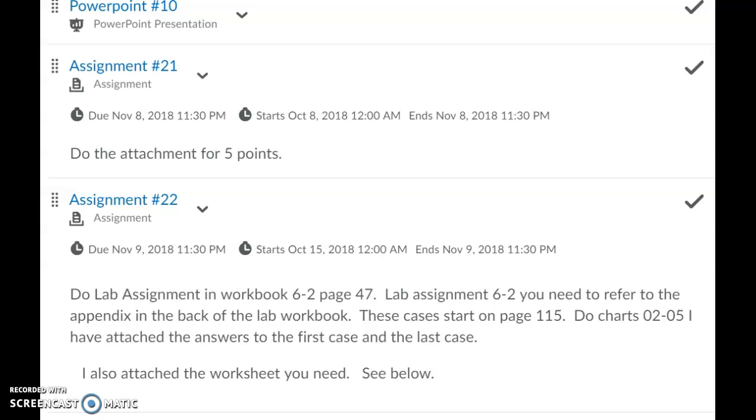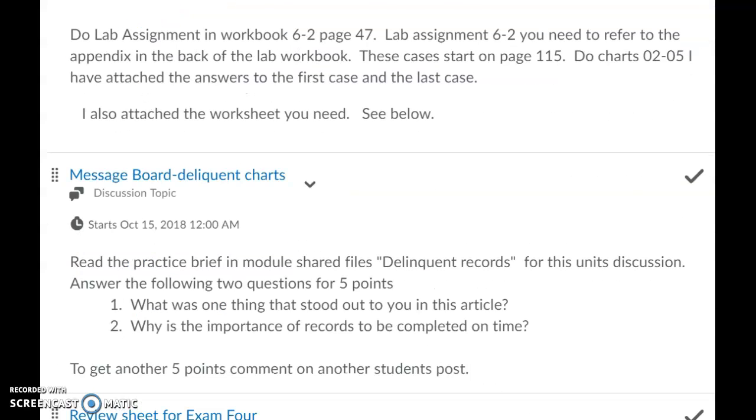So assignment number 22, it's out of your lab assignment workbook again, and this is 6-2. I have an attached worksheet. Do charts 02 through 05. I did give you the answers to the first case and the last case.